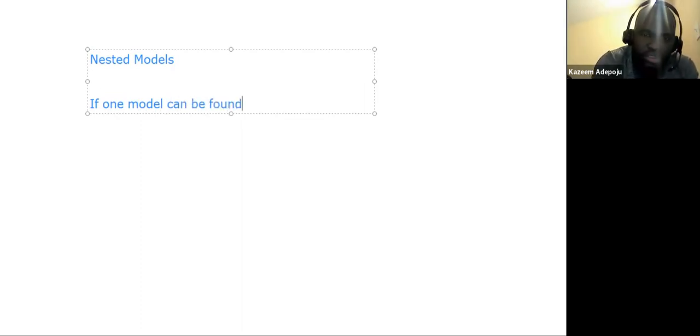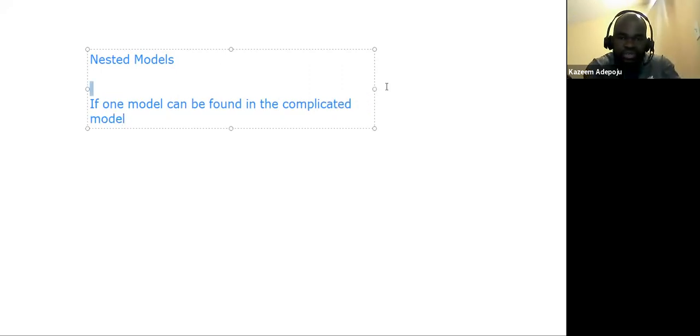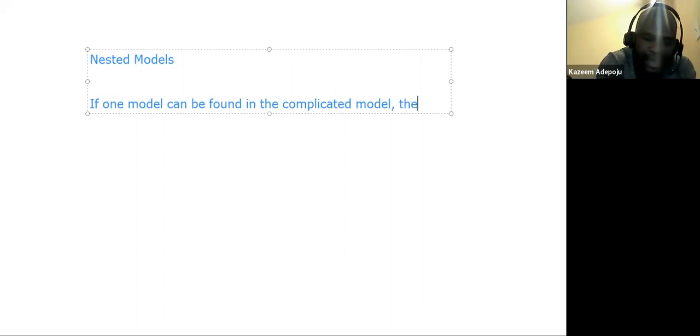Now, what makes a model nested? If one model can be found in the complicated model, then the two models are nested.